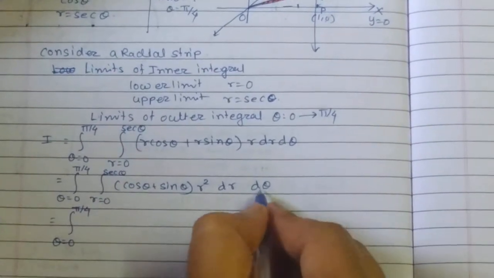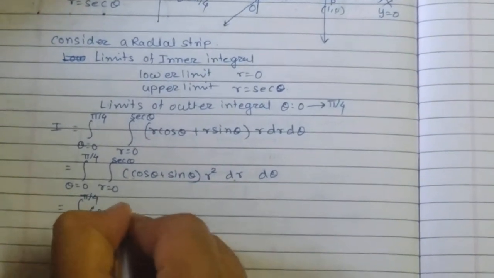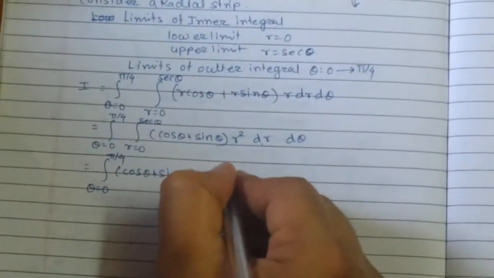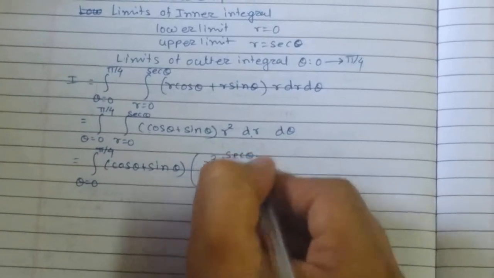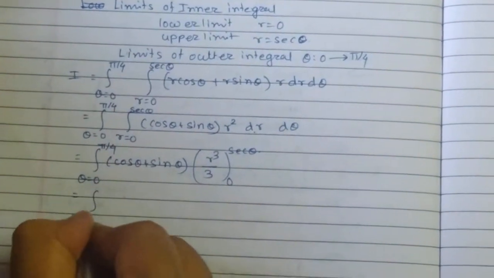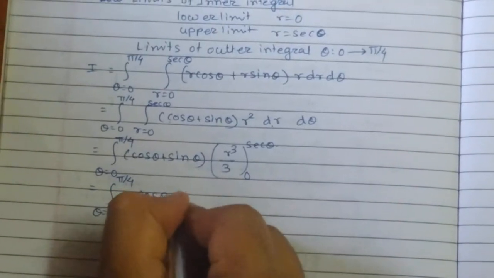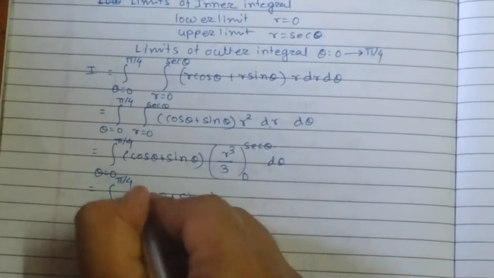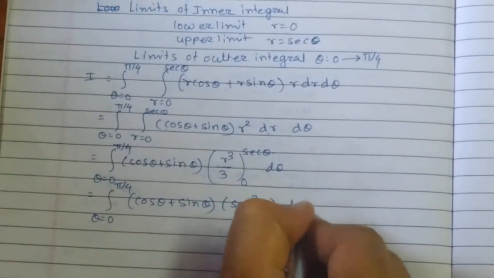As we are integrating with respect to r, the terms of theta are constant. I am keeping as it is cos theta plus sin theta. What is the integration of r square? Yes, r cube upon 3, limits from 0 to sec theta. Hence, which gives us theta is equal to 0 to pi by 4, cos theta plus sin theta into another bracket sec cube theta d theta.